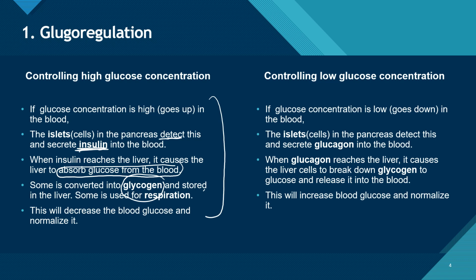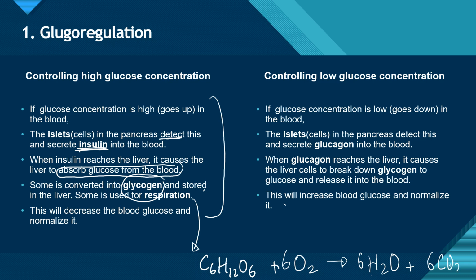because respiration is what? It is C6H12O6 plus 6O2 giving us 6H2O plus 6CO2, right? So that's why the glucose is used. And once this happens, it will decrease the blood glucose concentration in the blood.